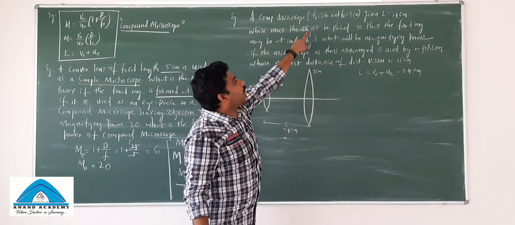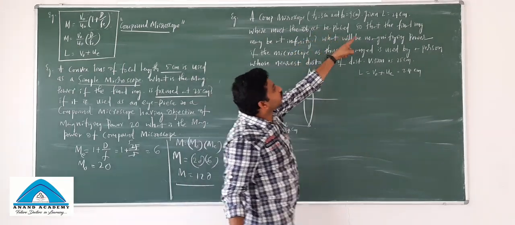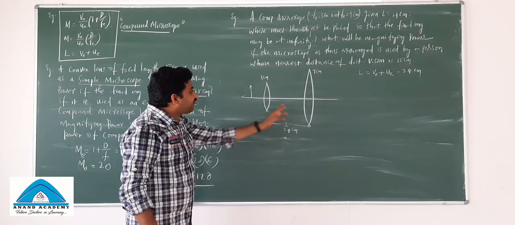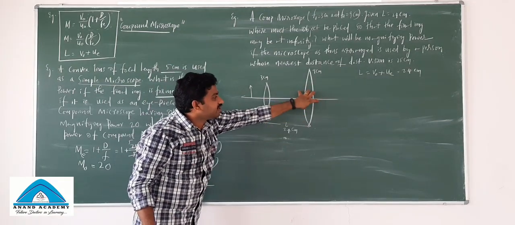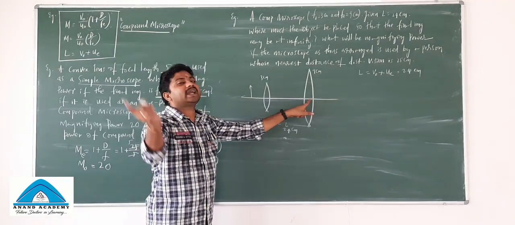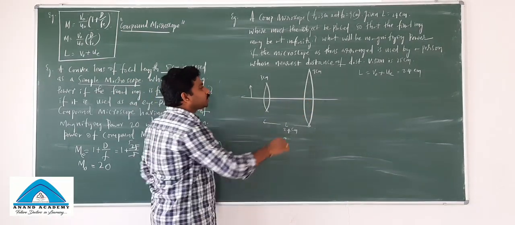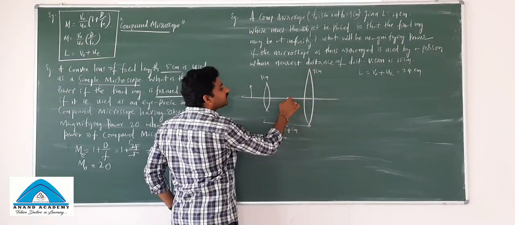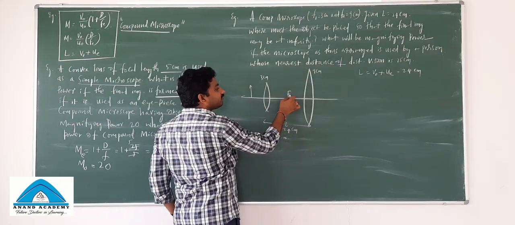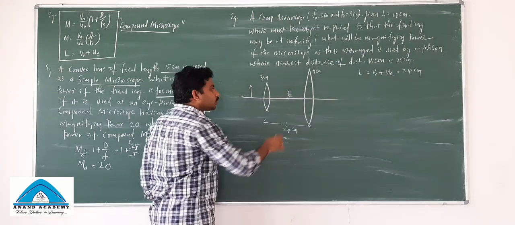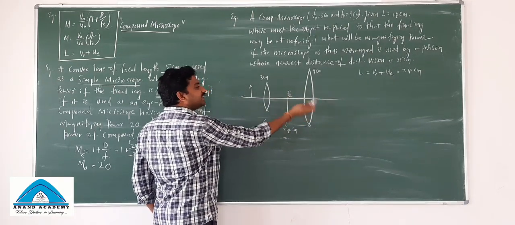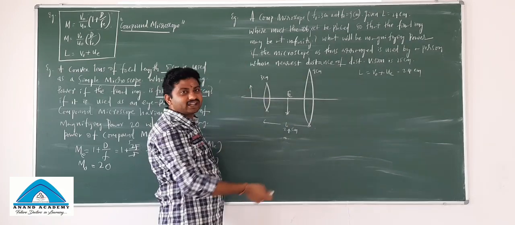Where must the object be placed so that the final image may be at infinity? The final image will be at infinity means the object for this must be kept at the focus, right? So imagine its focal length will be somewhere here. That's the focal length of the eyepiece. At this point the object must be kept, so then the image will be formed at infinity.